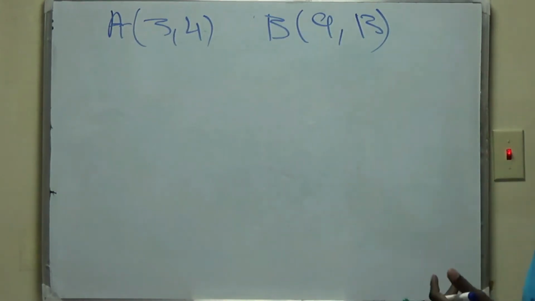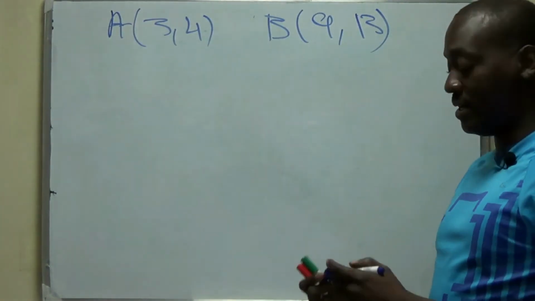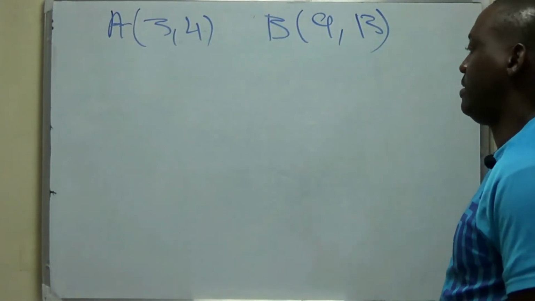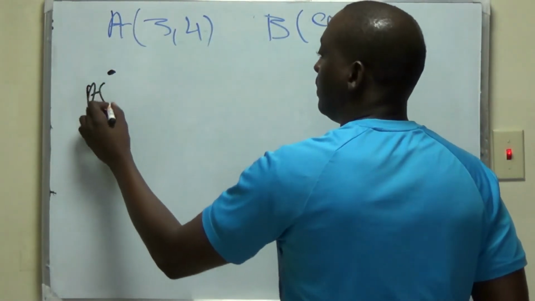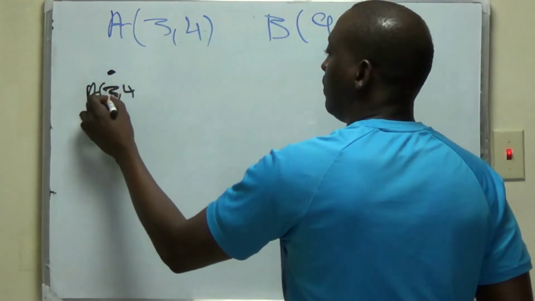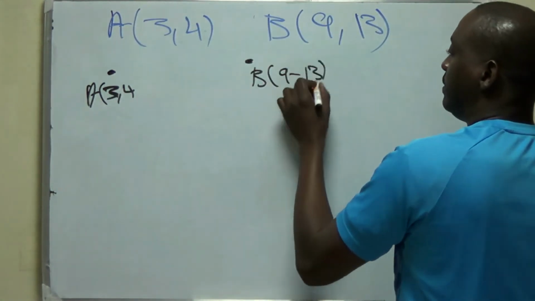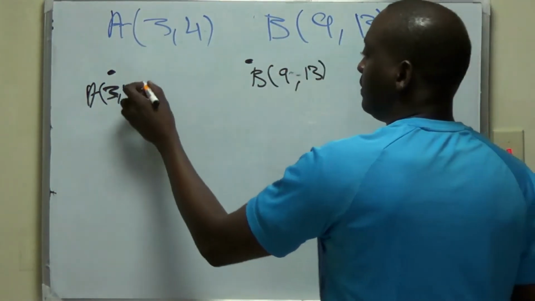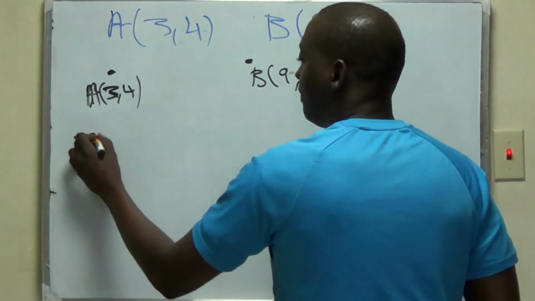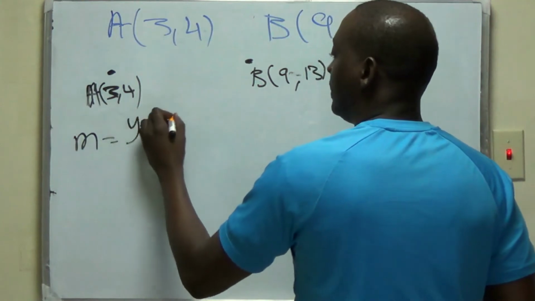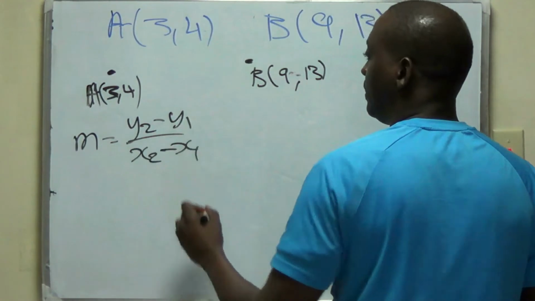Now, once you're familiar with the formula, it is not necessary to draw these points accurately on a graph. What I would normally do is just do something very basic. So I would say that A is 3, 4 and B is 9, 13. So we know that the gradient m is equal to y2 minus y1 over x2 minus x1.